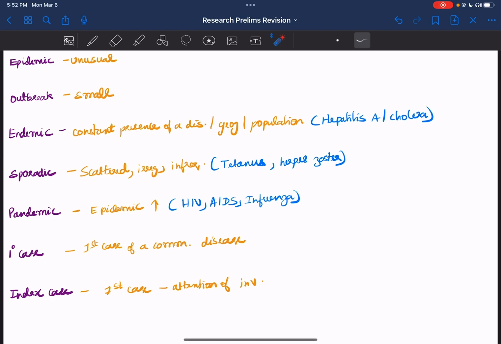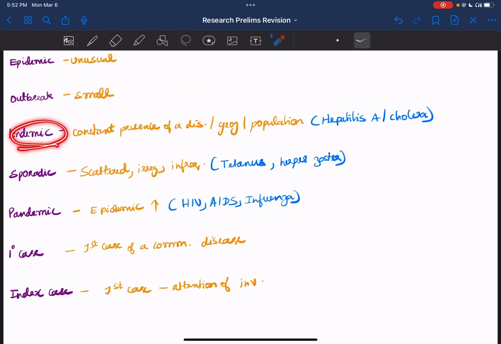Now, another set of terms that we must know. Epidemic. Epidemic is the unusual occurrence of a disease. So I've just mentioned the key points here. Unusual occurrence of a disease in a population. Outbreak is a smaller level of epidemic. So as I said before, outbreak leads to epidemic and then epidemic leads to pandemic.